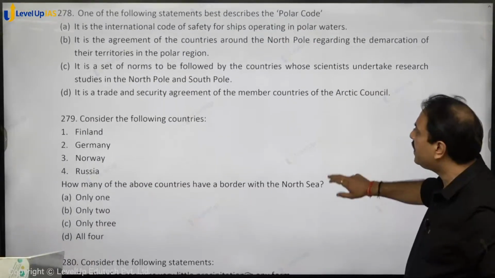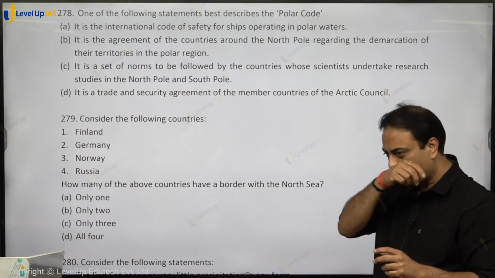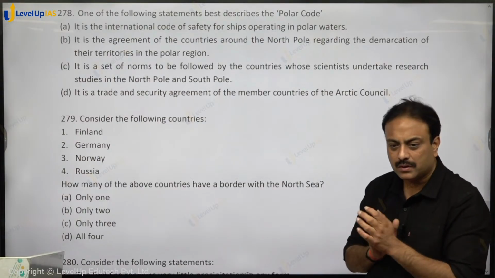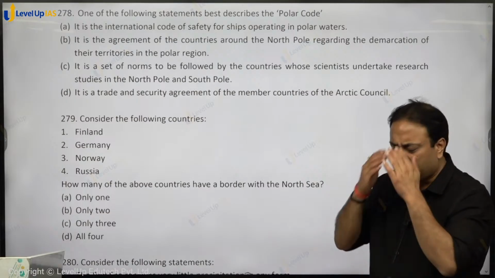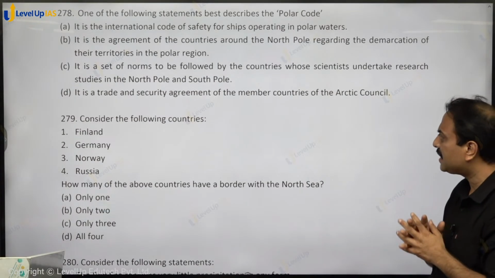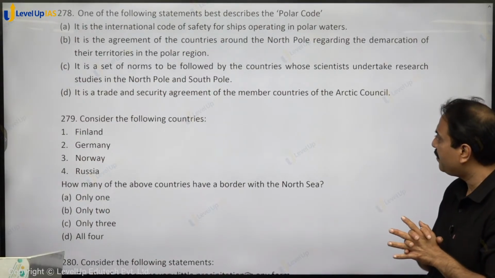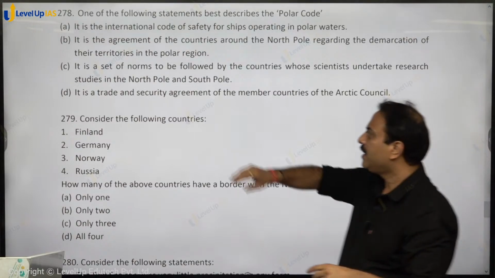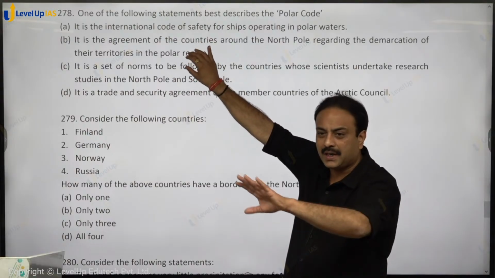Question number 278. One of the following statements best describes the Polar Code. Polar Code is given by the IMO. So what is the Polar Code? It is basically related to the poles. It is the international code of safety for ships operating in polar waters. It is the agreement of countries around the North Pole regarding the demarcation of their territories in the polar region. That cannot be true. All the countries in the polar region are fighting, saying this is mine, this is mine.